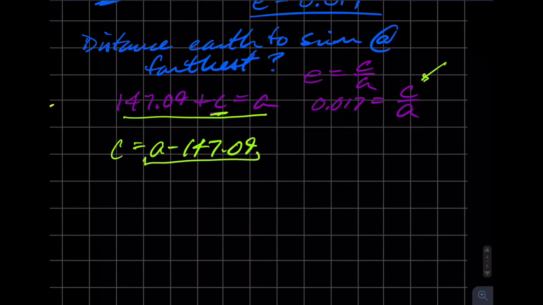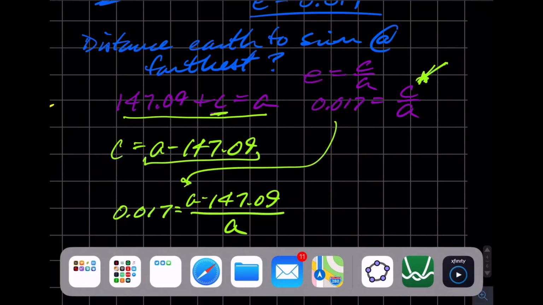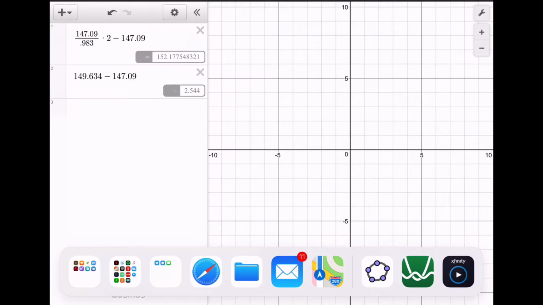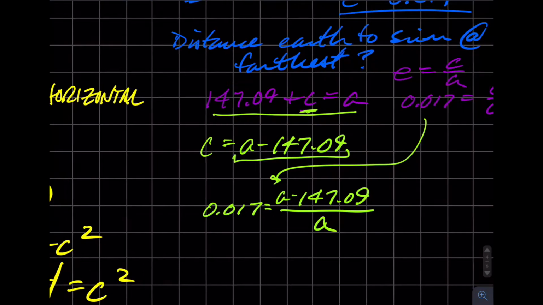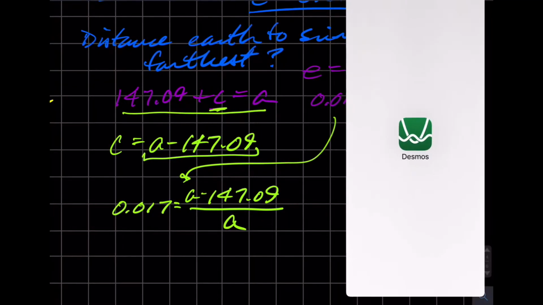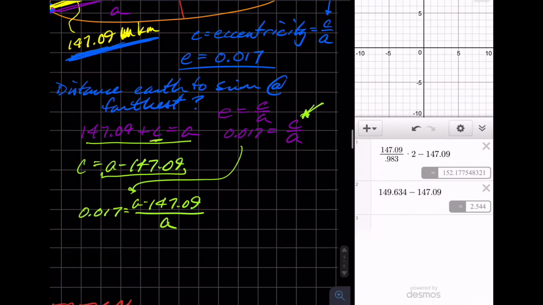And so now I can take this and substitute it in for the value for C, and so I get 0.017 is equal to A minus 147.09, all over A. Okay, so now I have this going on.